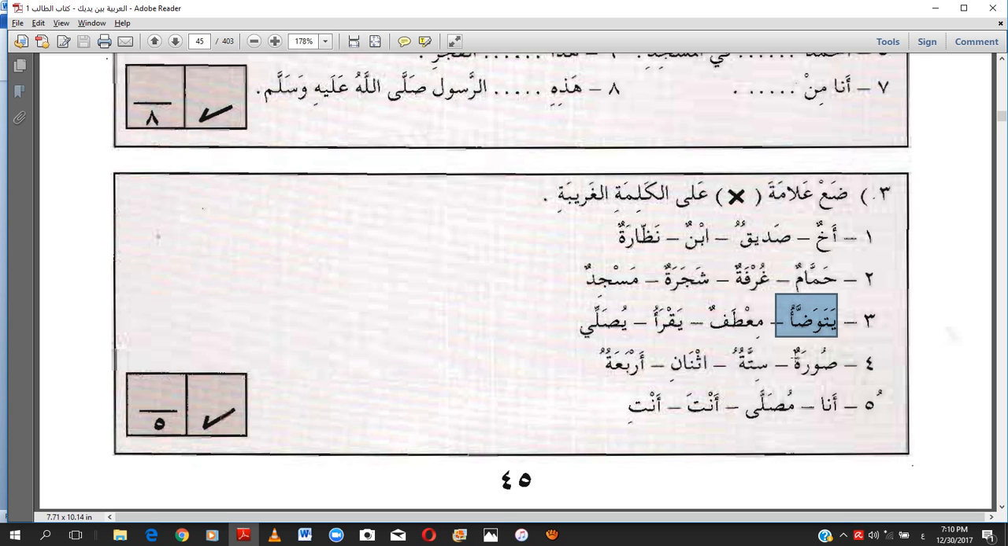Yeah, ya for masculine, ta for feminine. Yes, it stands for you as well. أحسنتي بارك الله فيكي. معطف يقرأ يصلي. Okay. The next set, it says surah.